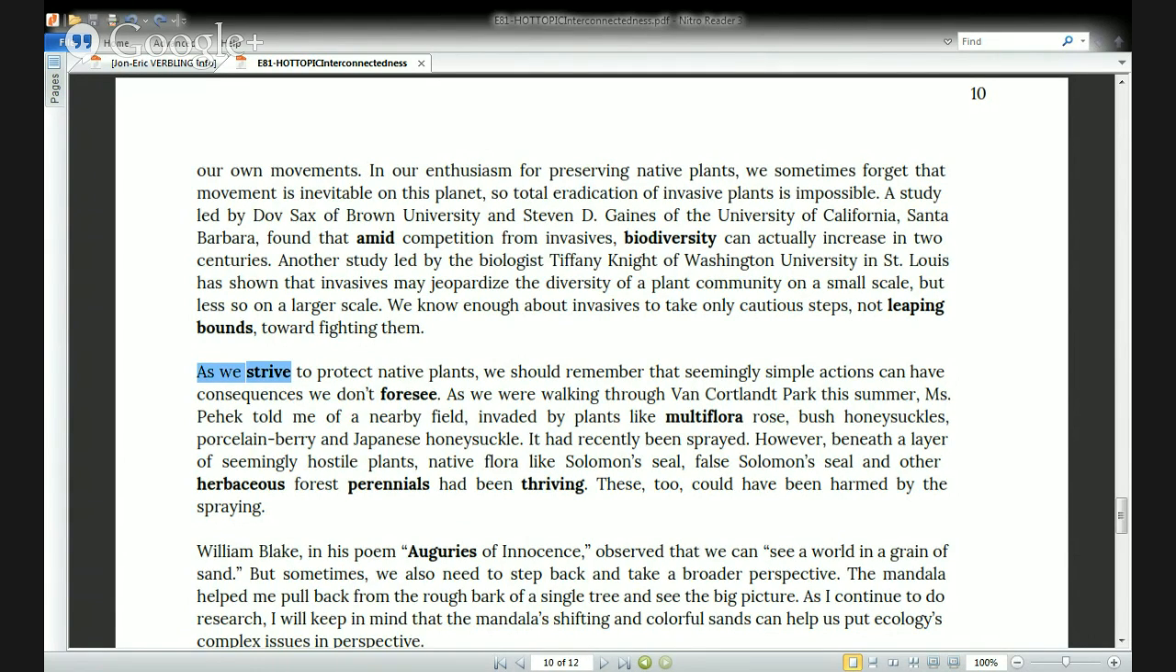Ms. Pefek told me of a nearby field invaded by plants like multiflora rose, bush honeysuckles, porcelain berry, and Japanese honeysuckle. It had recently been sprayed. However, beneath a layer of seemingly hostile plants, native flora like Solomon's seal, false Solomon's seal, and other herbaceous forest perennials had been thriving. These too could have been harmed by the spraying.